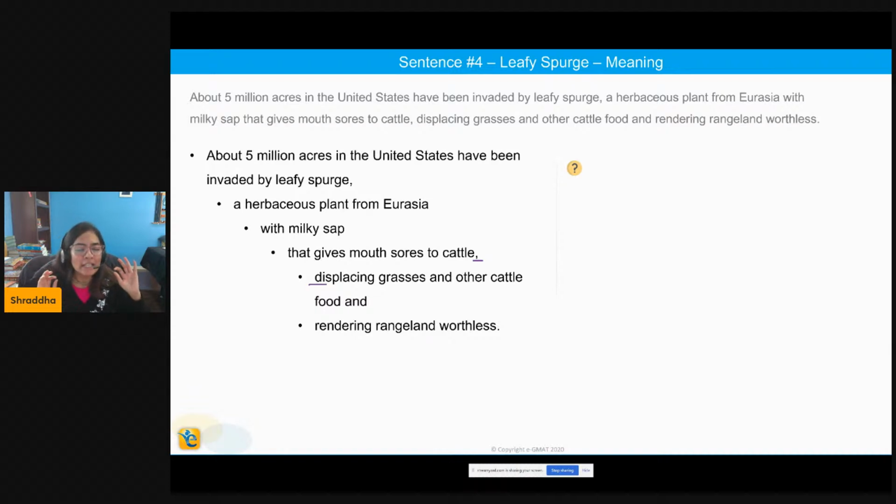So, what is the only logical entity that can perform this action? If we ask this question, the answer is very, very simple. Only the leafy spurge, or a herbaceous plant, which is nothing else but leafy spurge, only leafy spurge can displace cattle food and grasses in the United States.